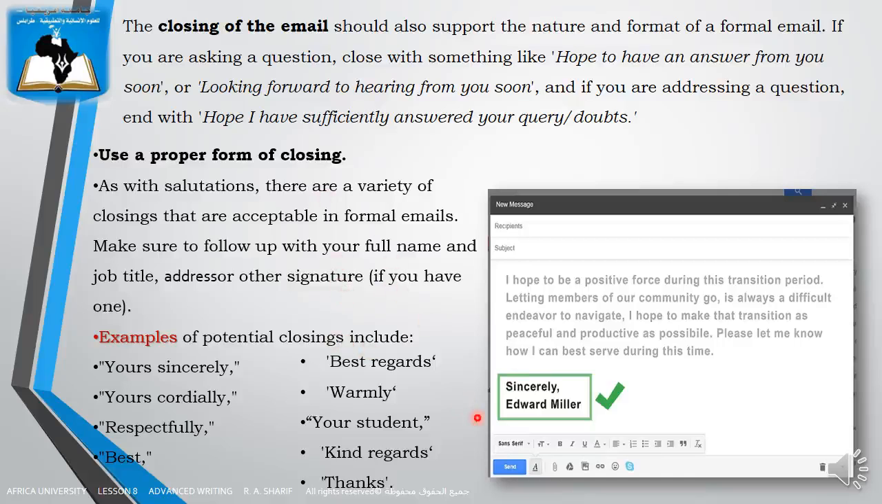We will show you how to write your closing or ending sentence. As in the example here: "Sincerely, Edward Miller." The closing, and also the name of the writer, okay? Edward Miller.